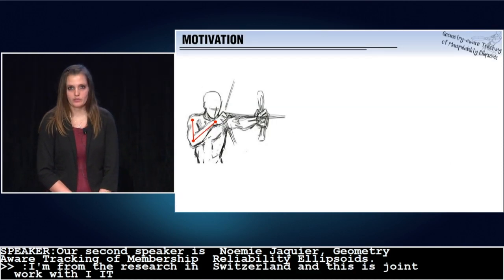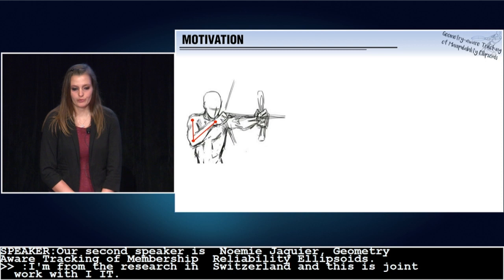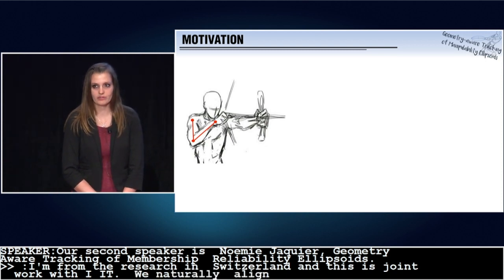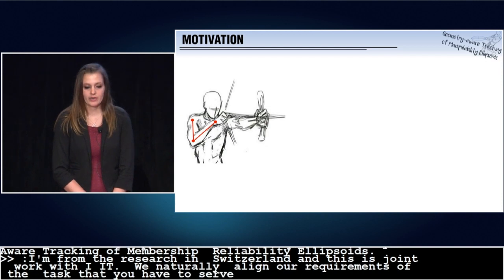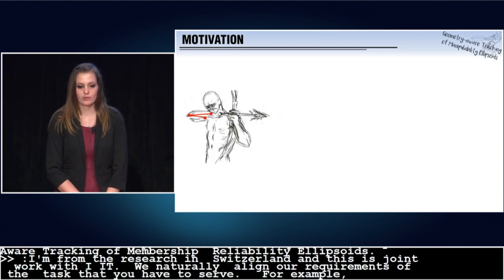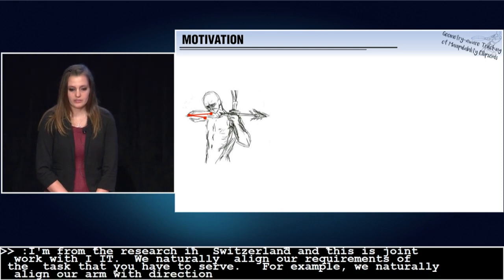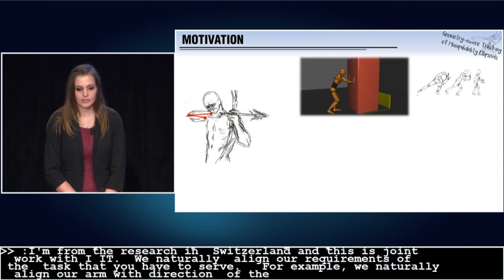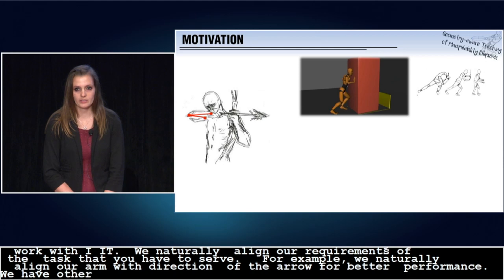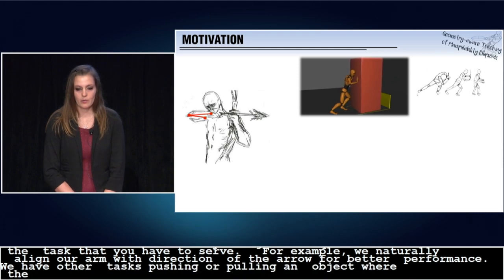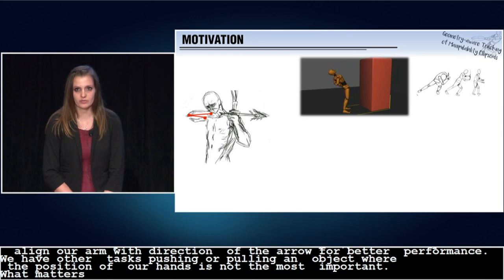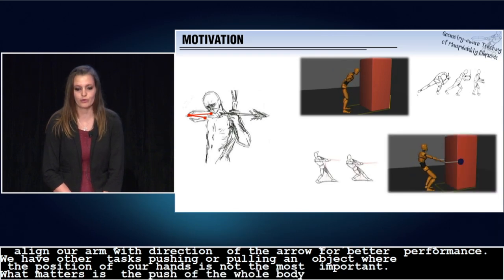As humans, we naturally align our posture as a function of the requirements of the task that we have to solve. For example, in archery, we naturally align our arm with the direction of the arrow for better performance. We also have other tasks, such as pushing or pulling an object, where the position of our hands is not the most important. What really matters is the posture of our whole body that will give us the force that is necessary to push or to pull the object.